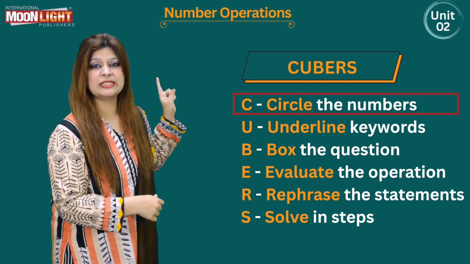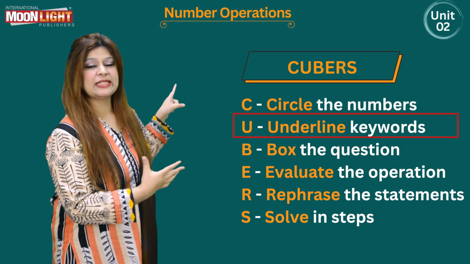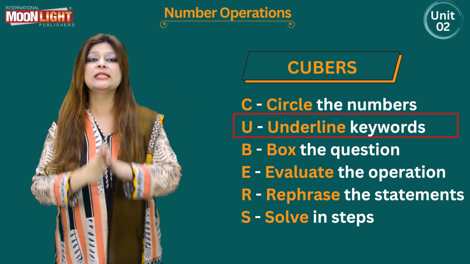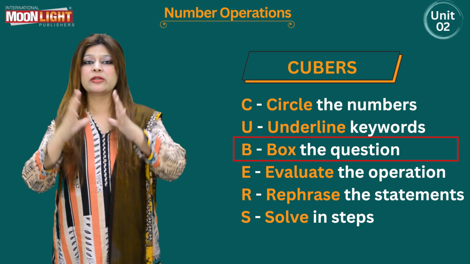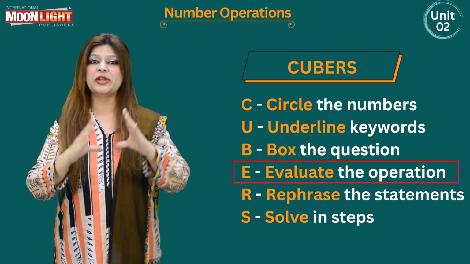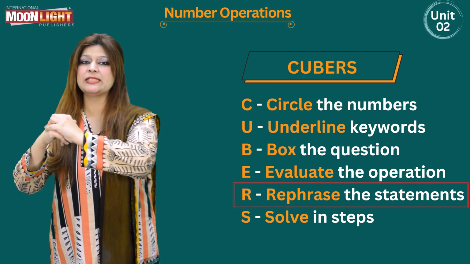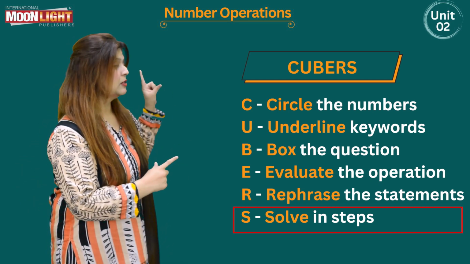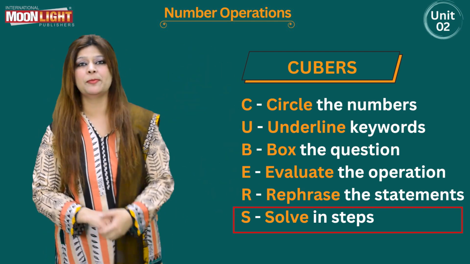C over here stands for circle the numbers. U stands for underline the keywords. B stands for box the question. E stands for evaluate the operation, and R stands for rephrase the statements. Finally, S stands for solve in steps. Okay, step-by-step solution of the word problem.